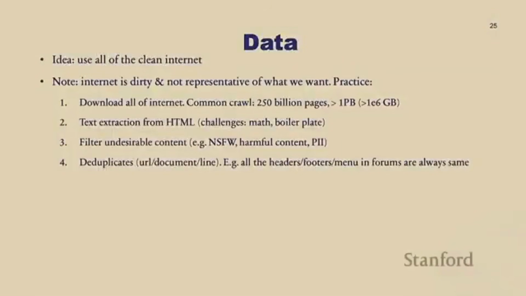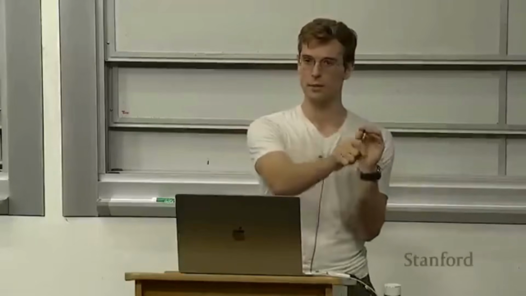So filter undesirable content. Fourth is deduplication. As I said, you might have things like headers and footers in forums that are always the same. You want to remove that. Another thing is a lot of URLs that are different, but actually show the same website. And you might also have a lot of paragraphs that come from common books that are duplicated 1,000 times or 10,000 times on the internet. So you have to deduplicate. Also very challenging because you have to do that at scale.